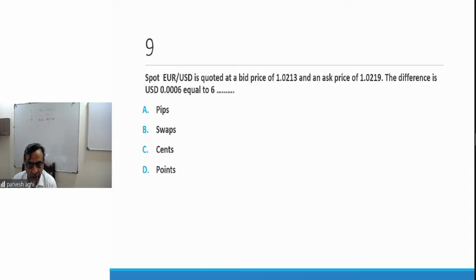Ninth. Okay. The spot euro versus USD is quoted at a bid price of 1.0213 and the ask price of 1.0219. The difference is 0.06 equal to 6 what? Pips, swaps, cents, points.